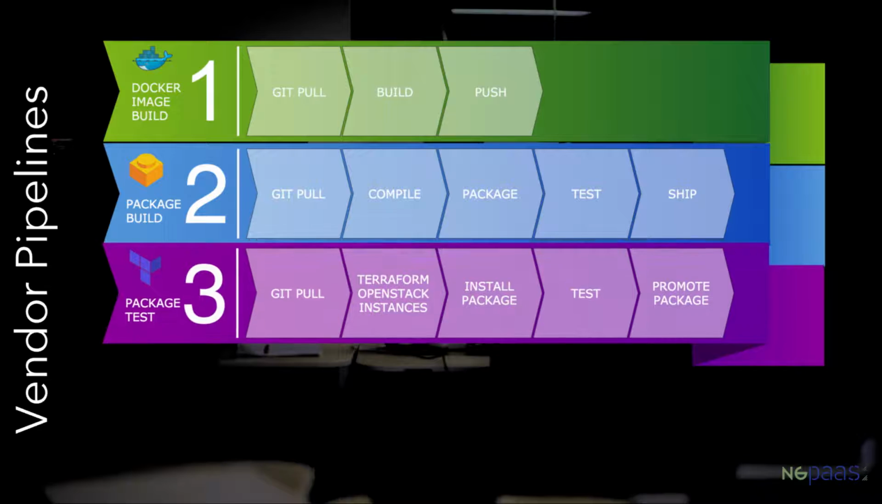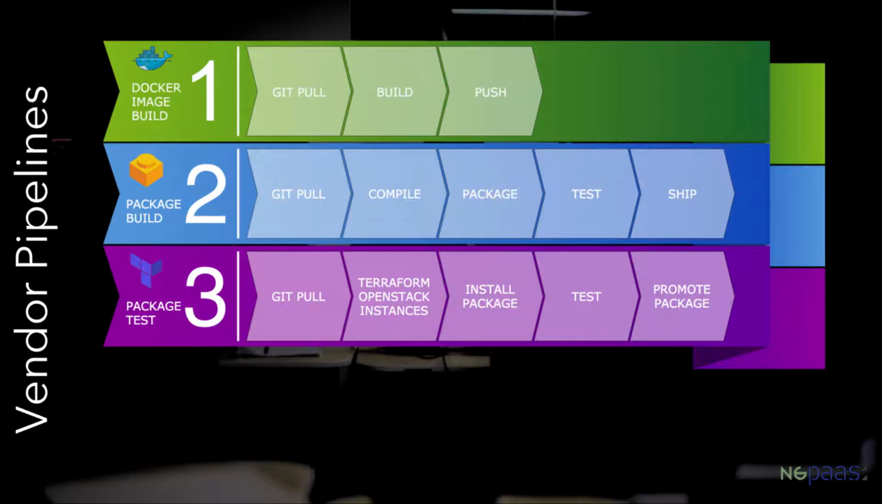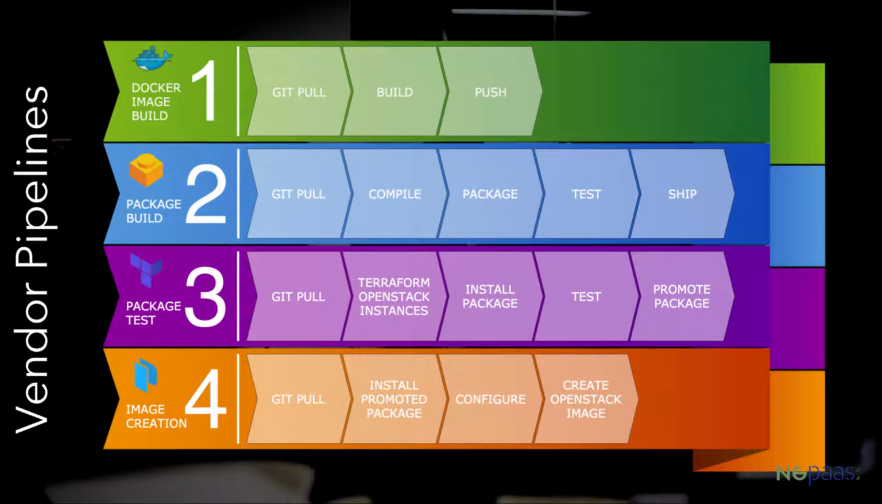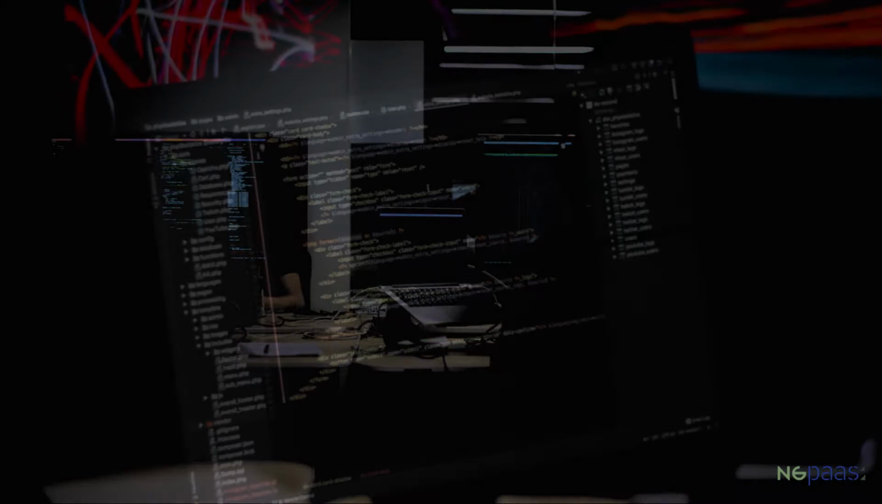The third one is for testing purposes. It will create an instance on OpenStack for installing the staging package and run functional tests. If the tests are okay, the package is promoted to a production repository. Finally, on the last pipeline, the production package will be installed and configured in the OpenStack image created. And of course, one successful job can trigger the build of another one. This permits creating a fully automated workflow.